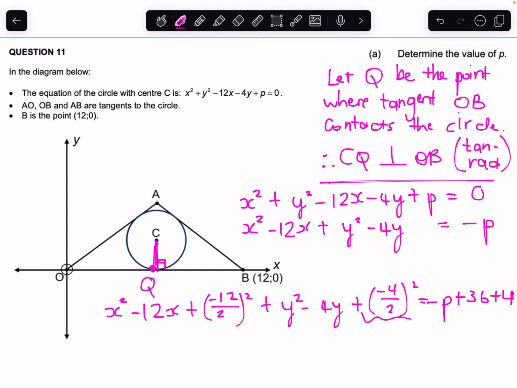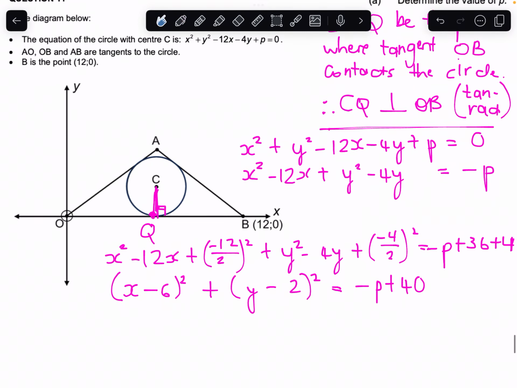Anyway, fine. Alright, okay, then this we can easily factorize. We just say x, and whatever this term is, add that, so that'll be x minus 6 squared. And likewise here we have y, and then add whatever is inside the bracket, so we're going to add a negative 2, or y minus 2 squared is equal to minus p plus 40.